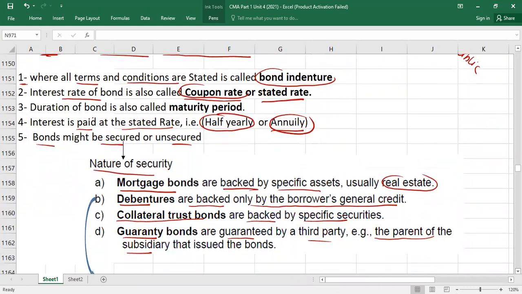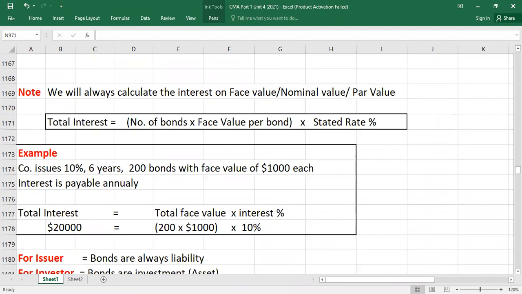Now guys, here we are going to discuss an important thing after the basic introduction. First we have a note here. We will always calculate the interest on which value? On face value. Actually, what is face value? It is the legal value which is written on the face of the bond. This face value is also called nominal value, and it is also called par value. Whenever you calculate the interest, it will always be calculated on face value.